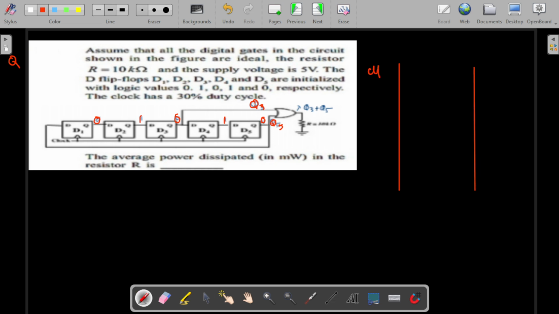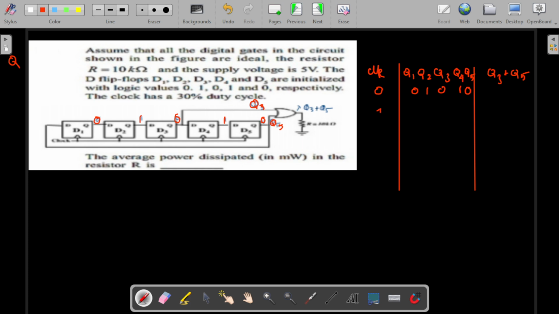So this is the clock. So this is Q1, Q2, Q3. From the other order I am writing Q3, Q4, Q5. Okay. So this is Q3 plus Q5. So they are addition, right? So at clock 0, what is the state that is given? So 0, 1, 0, 1, 0.